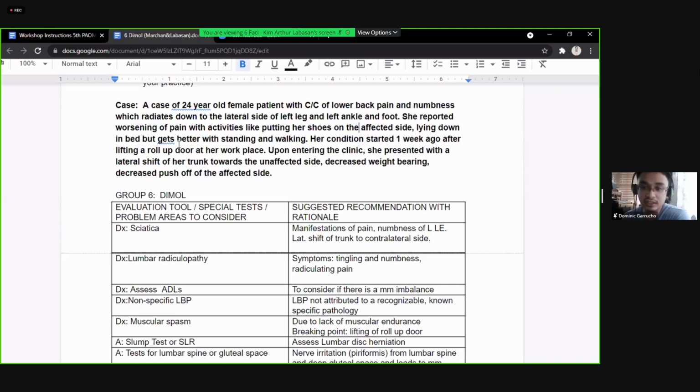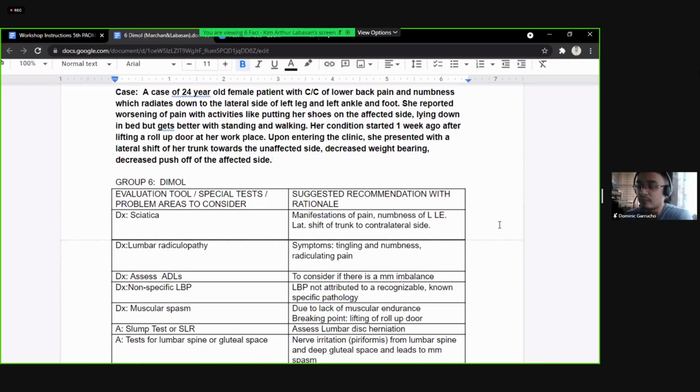Her condition started 1 week ago after lifting a roll-up door at her workplace, and upon entering the clinic, she presented with a lateral shift of her trunk towards the unaffected side, decreased weight bearing, and decreased push off on the affected side.